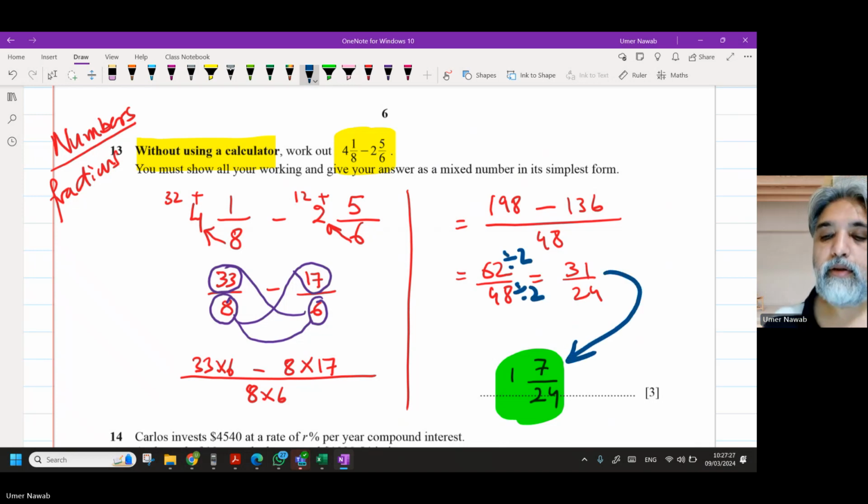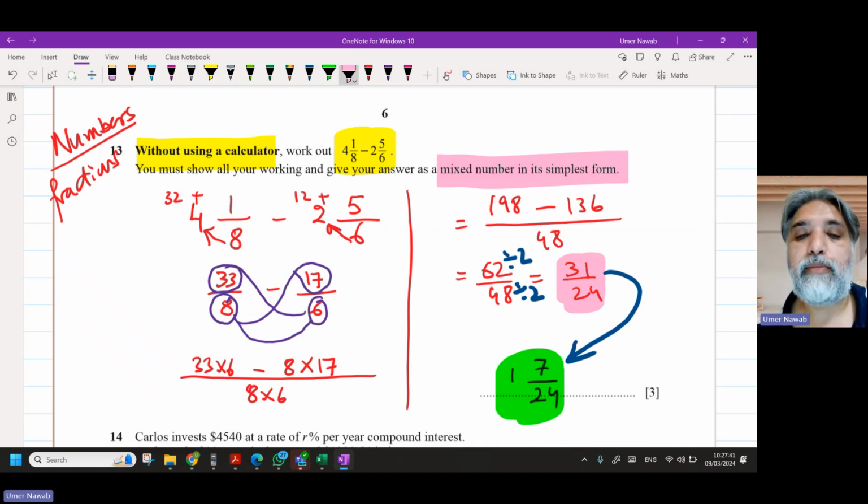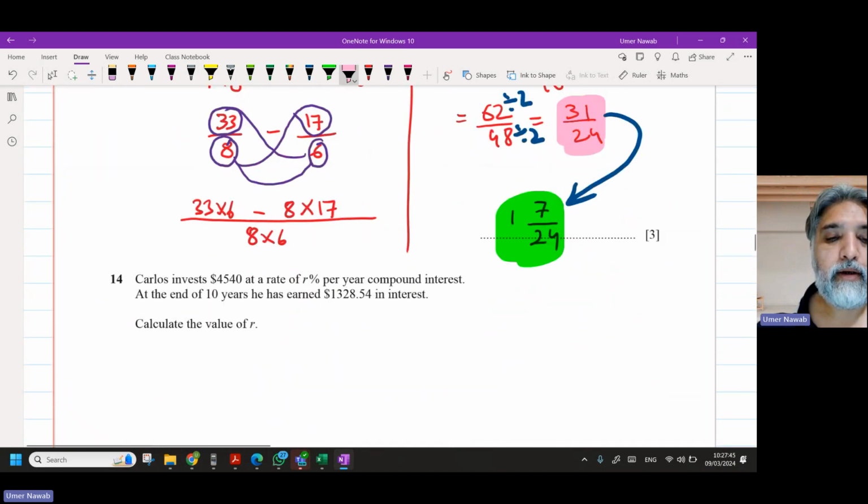Now you can say that 31 over 24 in a mixed form is 1 whole 7 over 24. If a student does not write his answer from 31 over 24 as 1 whole 7 over 24, he will lose 1 mark because the examiner mentions that he needs the answer in a mixed form.